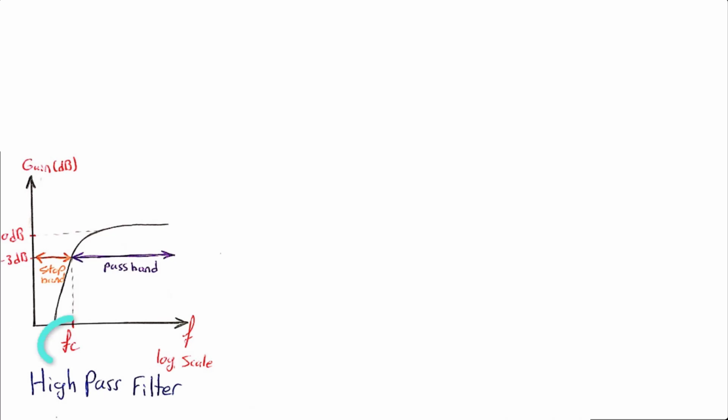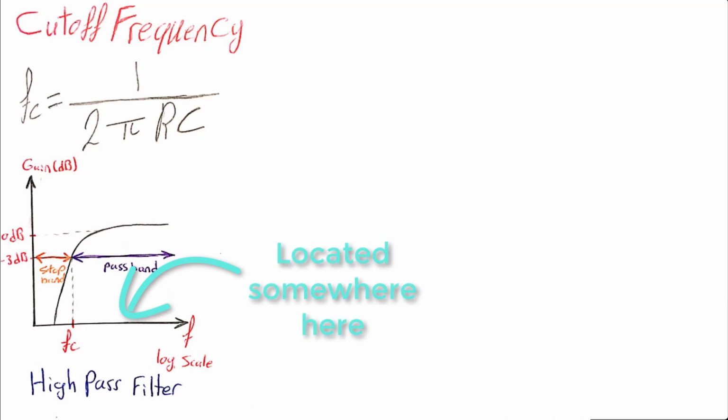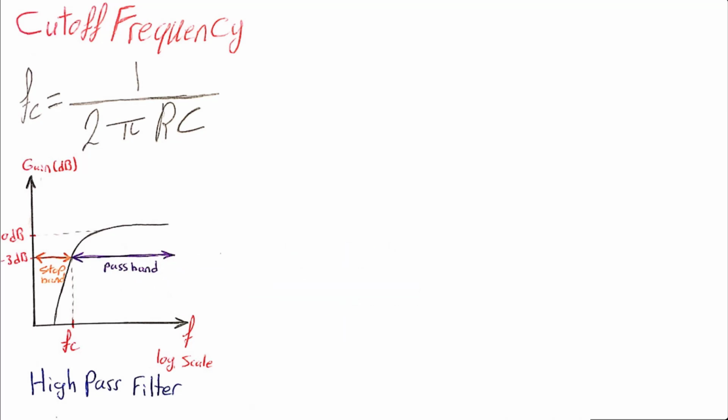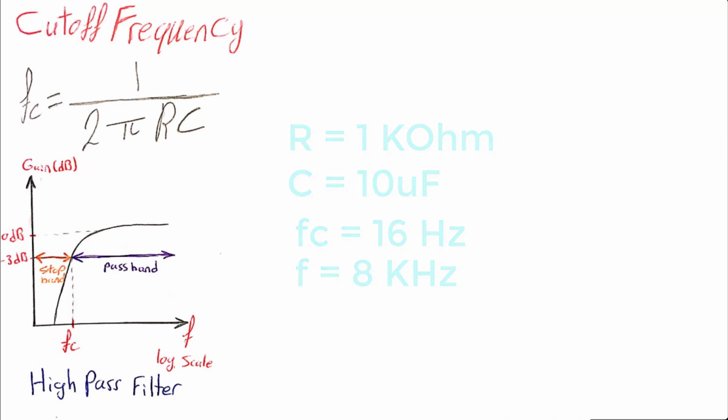And remember that the cutoff frequency can be determined using this formula. The cutoff frequency is where the filter gain is equal to minus 3 dB, and minus 3 dB is where the signal output power is equal to half the input signal power. So make sure that your signal frequency is higher than the cutoff frequency. For my design, I've chosen 1 kilo ohm and 10 microfarad for R and C, which gives me a cutoff frequency of 16 Hz, which is way lower than my signal frequency.